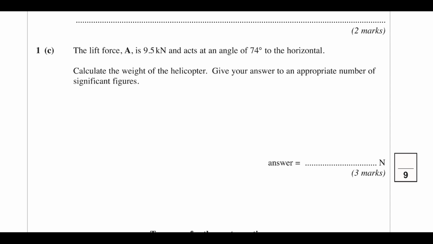So a lift force A is 9.5 kilonewtons and acts at an angle of 74 degrees to the horizontal. Calculate the weight force of the helicopter, giving your answer to an appropriate number of sig figs. So what we've got is the force A, which is up that way, and you've got this angle in here, 74 degrees. The weight force would be acting vertically downwards like this. So what we need is the vertical component of the force A. So that's going to be equal to W if the resultant force is 0. So that is 9.5.